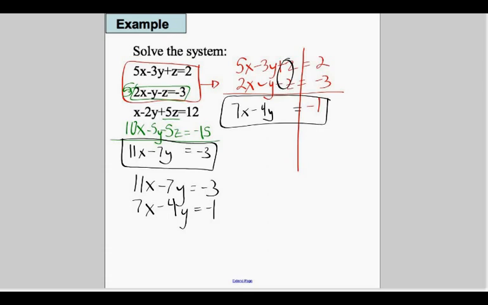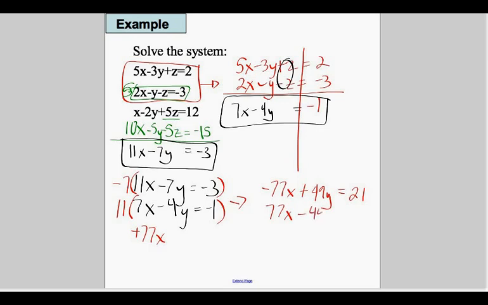So how about I multiply the top equation by negative 7, so I get negative 77x, and I'll multiply the bottom one by positive 11, so I can get positive 77x. So let's see what happens when I do that. Negative 77x plus 49y equals 21, and the other one will give me 77x minus 44y equals negative 11.